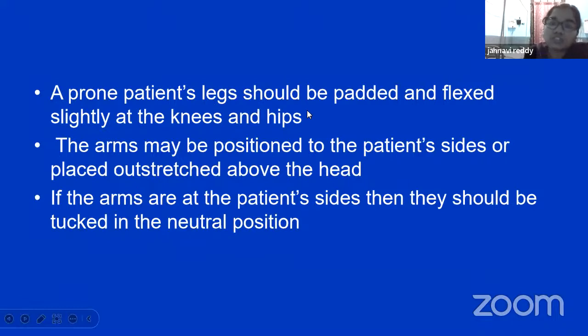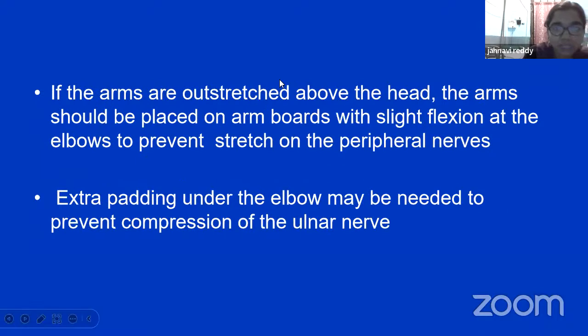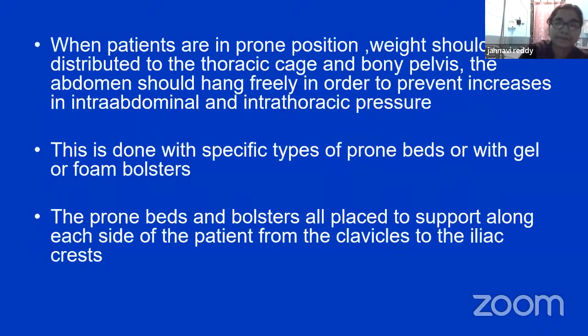In prone positions, legs should be padded and slightly flexed at the level of the knees and hips. The arms may be positioned to the side of the patient or placed outstretched above the head. If arms are at the patient's side, then they should be tucked in neutral position. If the arms are outstretched above the head, they should be placed on an armboard with slight flexion, and padding should be placed under the elbows to prevent stretch and to prevent injuries to the peripheral nerves. Extra padding under the elbow may be needed to prevent compression of the ulnar nerve.